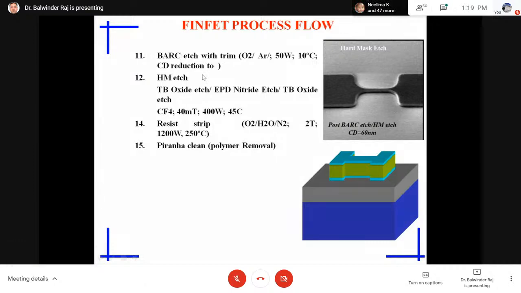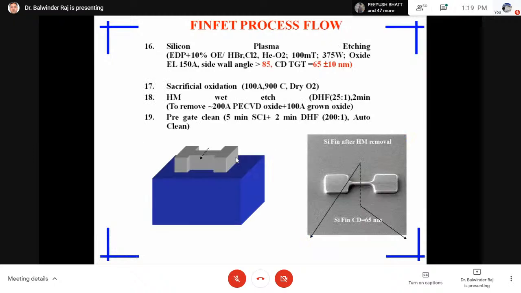We also have this HM mask, a hard mask used in the etching. We have a resist strip also, then the removal of different structures. This is the silicon plasma etching with the different hard mask, and ultimately we have to come up with the final silicon fin that is connecting with the source, and the center part is the fin.